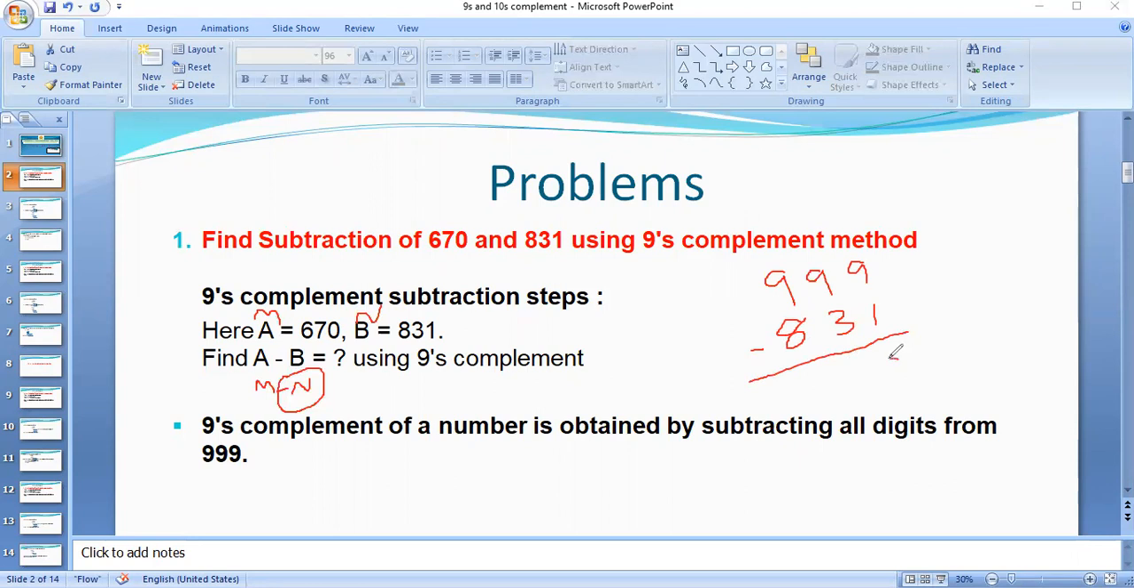So what we will get? 9 minus 1, 8. 9 minus 3, 6. 9 minus 8, 1. Okay. So this will be the nines complement result.